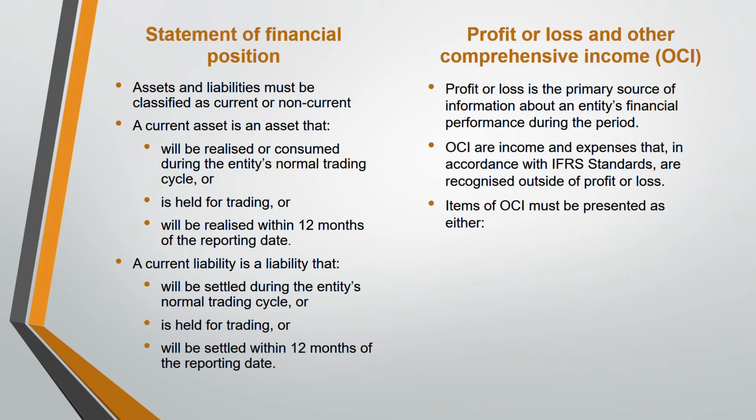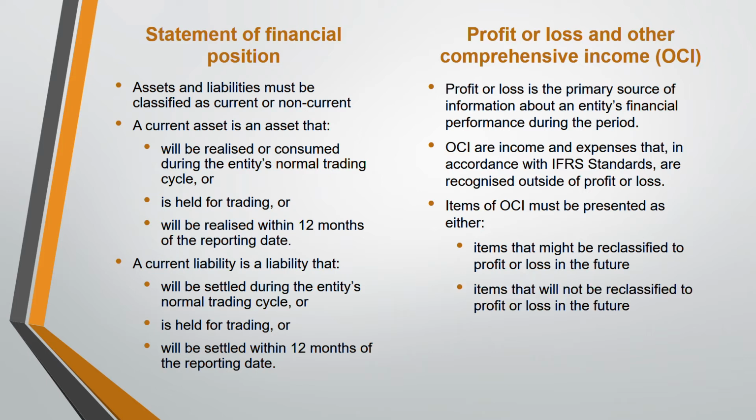Items of OCI. When you're presenting anything under OCI, there are two categories. You have to present it either as items that might be reclassified to profit and loss in the future. There are chances that sometimes whatever you recognize in OCI will later come under the profit and loss account, but in the future, not currently. Sometimes it cannot be reclassified at all. That means it will forever stay in OCI only. There are some items like that also.